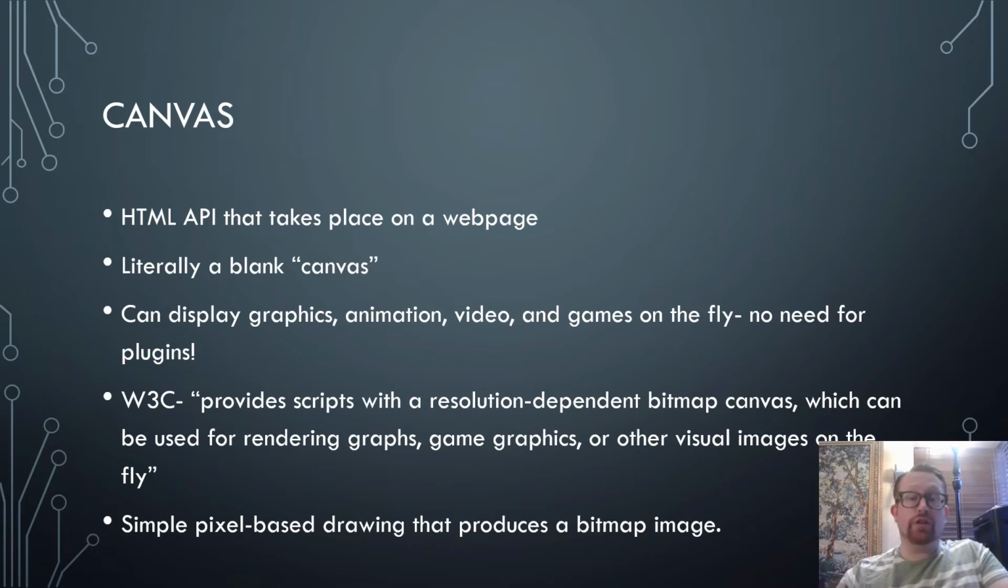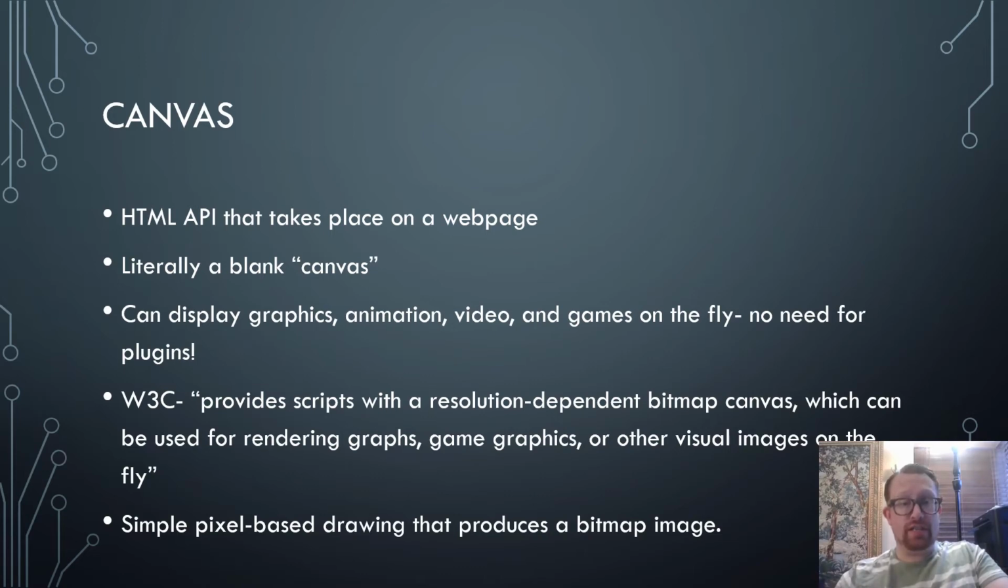So we're actually going to talk about the first API today, which is the Canvas. It's an API that takes place on a web page, and it's literally a blank canvas. You can use it and fill it with graphics, animation, video, and games on the fly, and that's the key here. You don't need any particular plugin. You can just plug in the code and it will run.